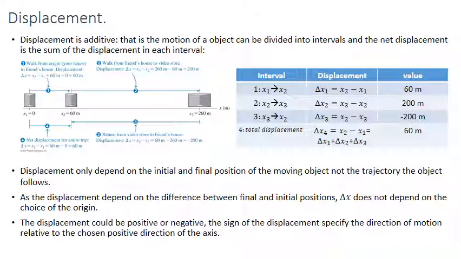And since the displacement depends on the difference of position, it does not depend on the choice of the origin. So you see, the choice of the origin, even though it's important to define the position, it's not going to play a role in the displacement, which is what we care about when we talk about motion. So the displacement, as we said, could be positive or negative, depending on which direction I'm moving. So the sign of the displacement determines the direction of motion, or vice versa.